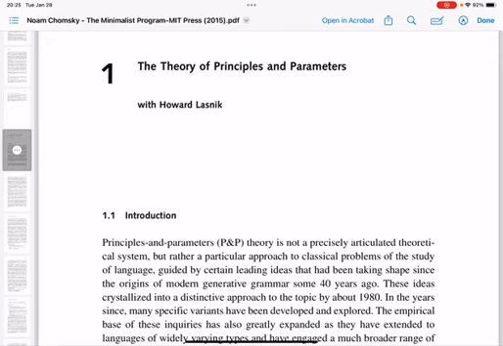And Noam Chomsky is like the biggest name in linguistics. So I'm gonna start reading The Minimalist Program.